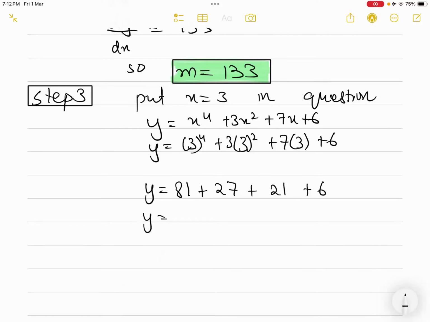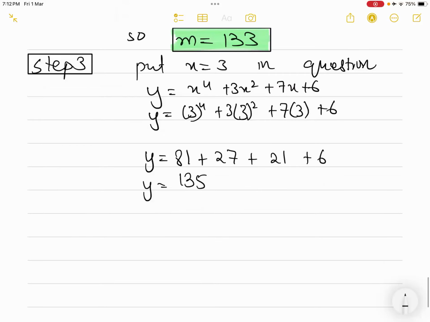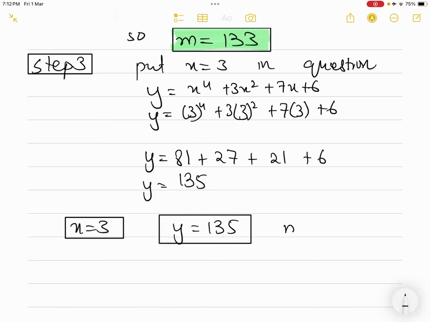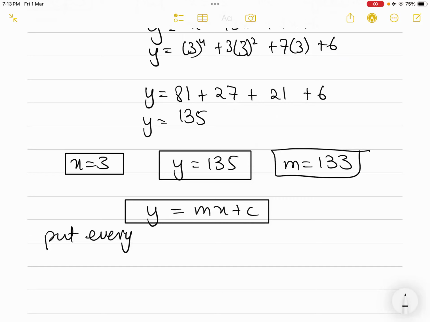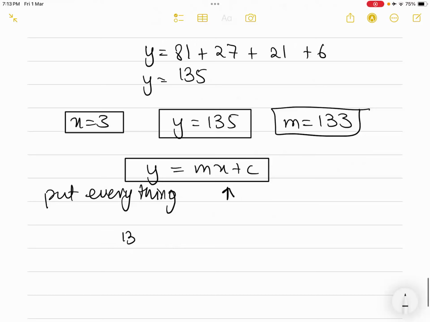27 plus 27, 54. Okay, 135. Now everybody, I have x equals 3, y equals 135, m equals 133. We have the equation of a line, which is y equals mx plus c. Got it, everybody? Put everything in this equation. So y is 135, m is 133, x is 3, and that is c.